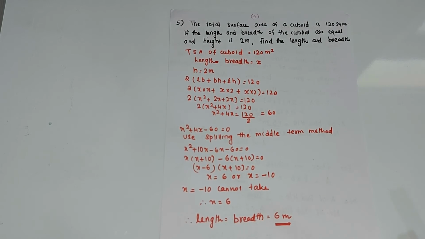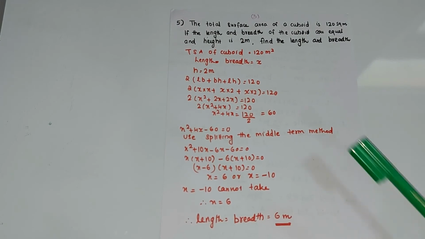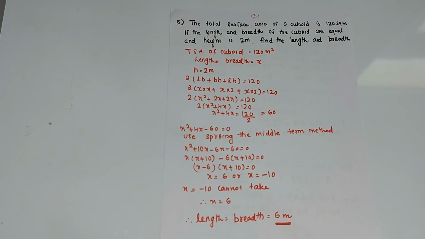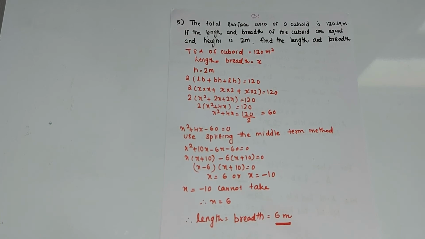So after simplification we will get x square plus 4x equal to 60. Taking this 60 to this side, we will get x square plus 4x minus 60 equal to 0. This is a quadratic equation, a second degree equation. You learned how to factorize a second degree equation. You can use the splitting the middle term method, or you can use the identity x plus a into x plus b equal to x square plus a plus b into x plus ab. That formula also you can use, but here I used the splitting the middle term method.